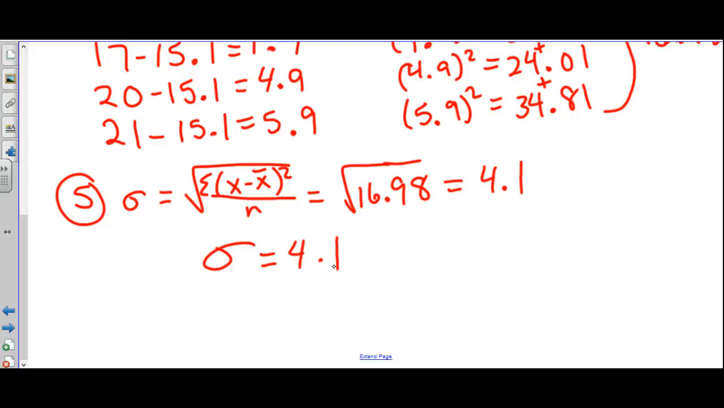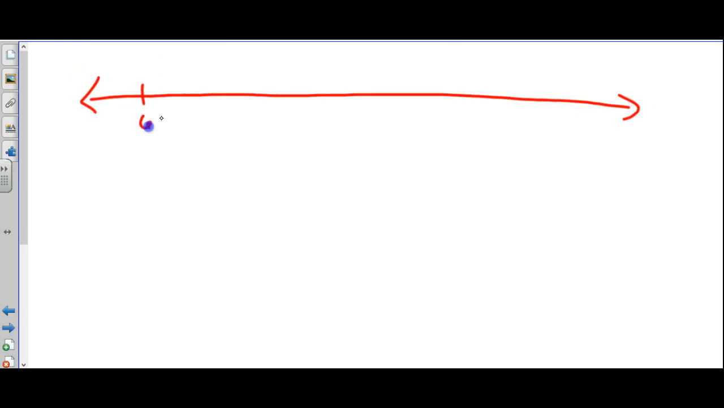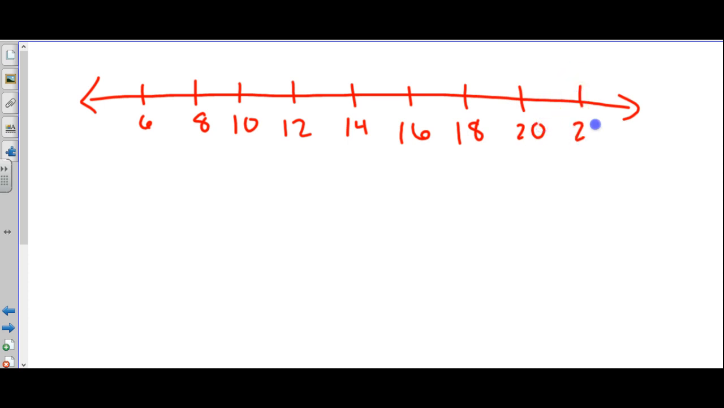So let's talk a little more about what this standard deviation means. If we were to graph this data just with a little chart that shows all our numbers represented on a number line. So our data set from before was 10, 10, 13, 15, 17, 20, 21.